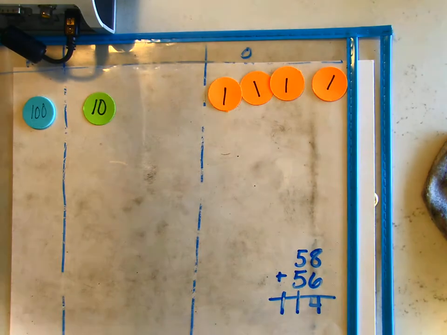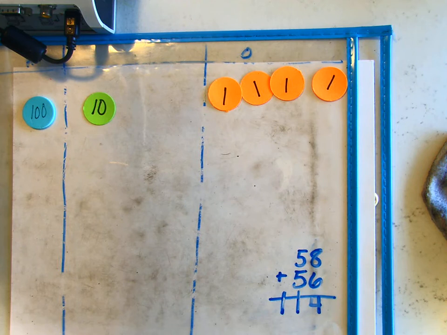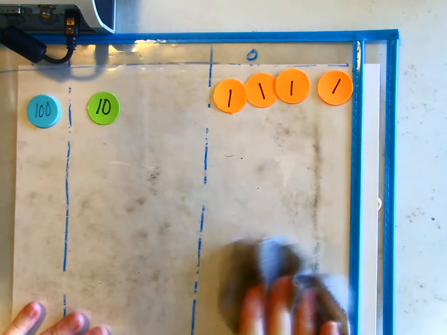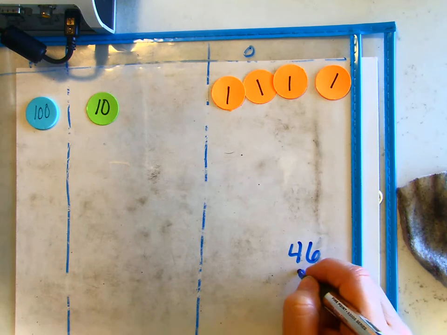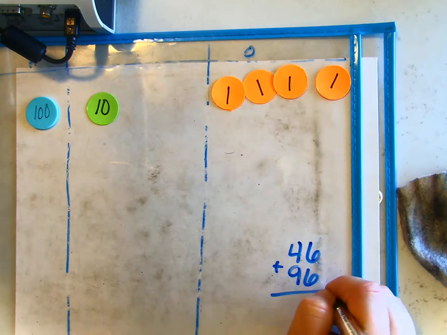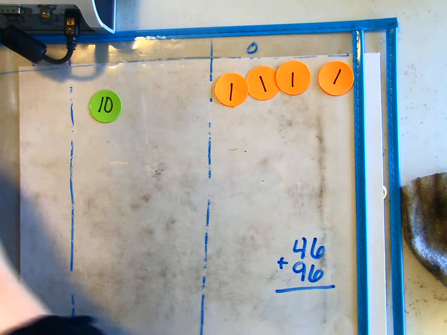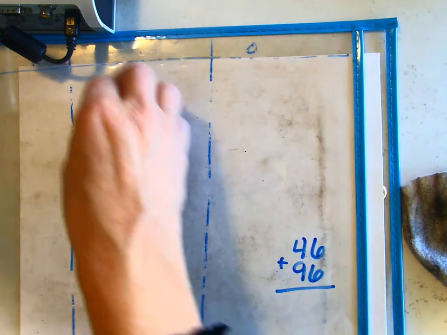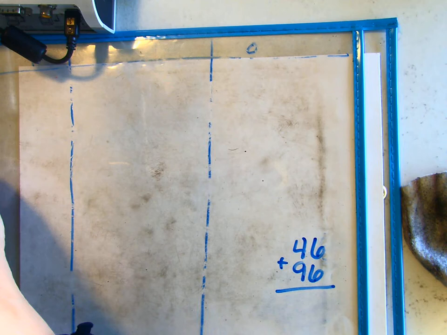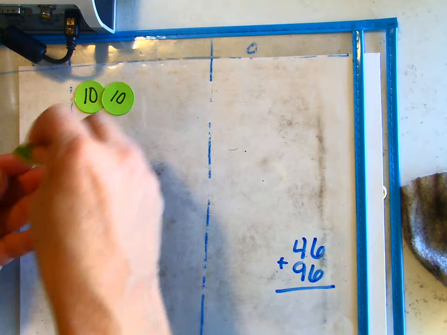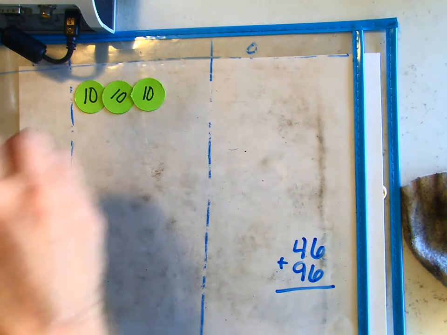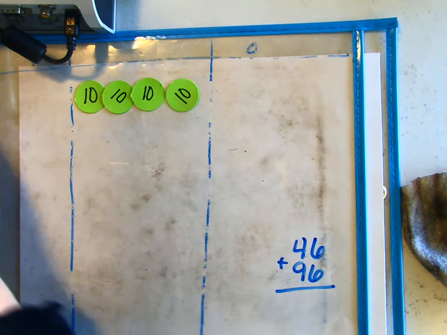46 plus 96. Writing it vertically. And then we're going to draw it or build it over here, depending on what materials you have. 46 plus 96. How many tens do I need in the number 46? I need 4 tens and 6 ones.